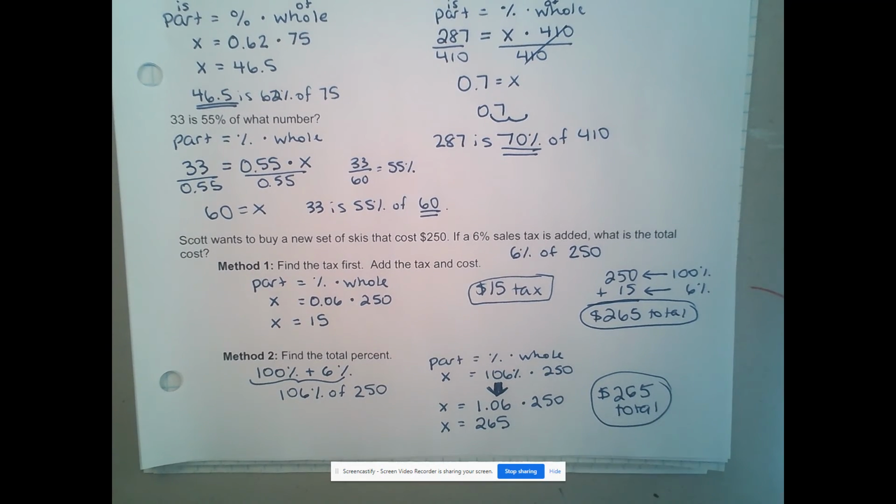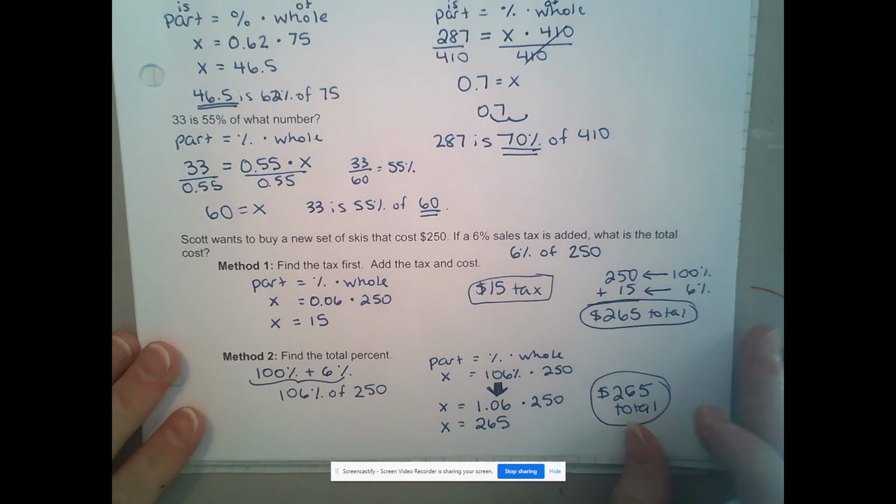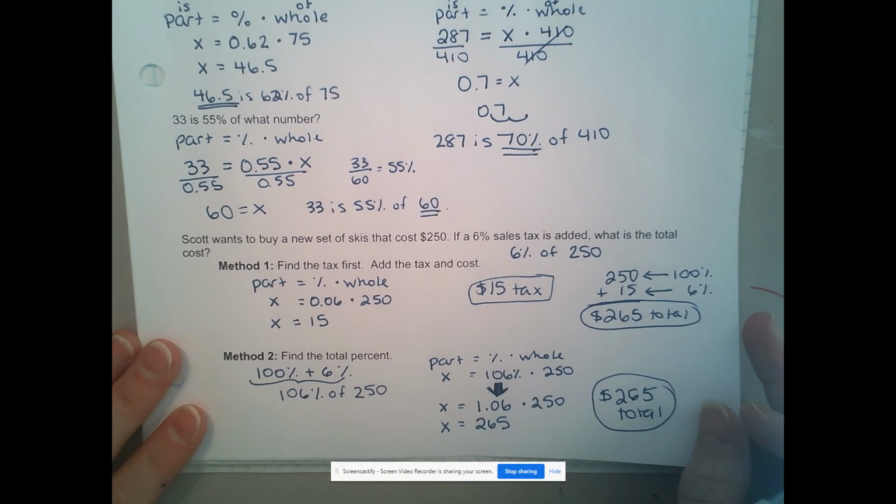So you can use method 1, where you find the tax is $15 and add it to the $250 for the skis. Or you can say, well, what total percent am I paying? I'm paying for 100% of the skis. I'm paying for 6% tax, which means I'm paying 106% of the $250 price tag. And then we just use 1.06 as our percent, and that covers the price of the skis as well as the tax on the skis. So 2 methods there as well, using the percent equation.